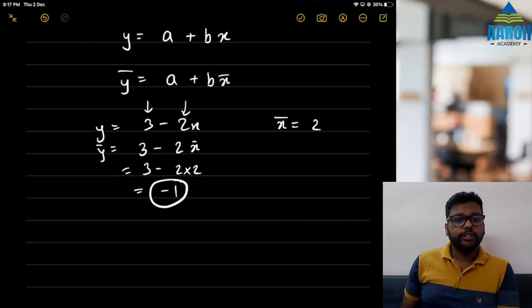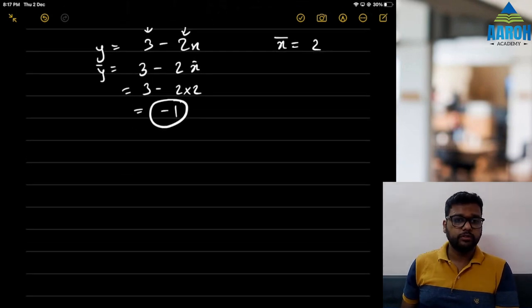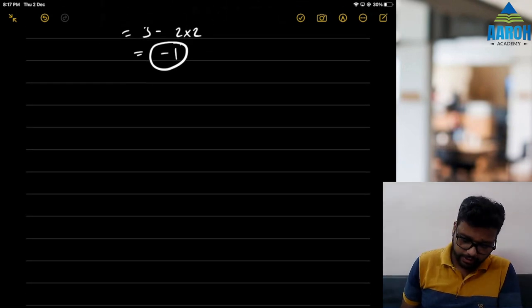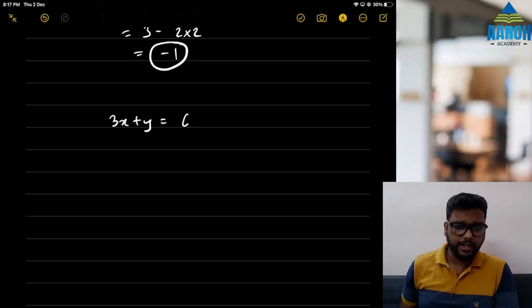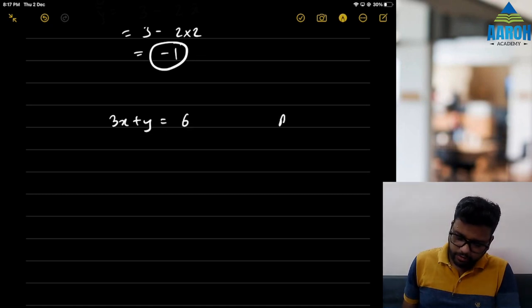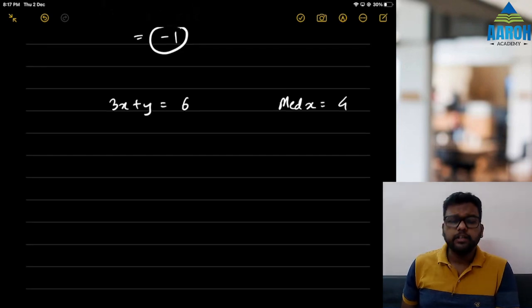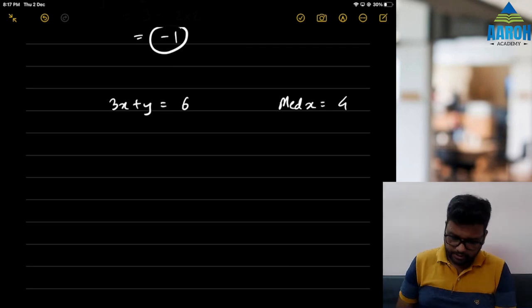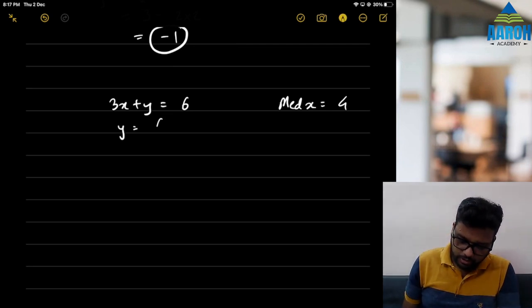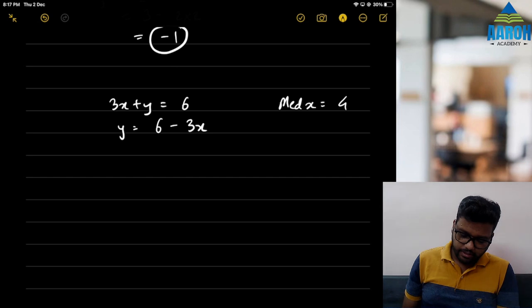This same logic applies to median also, mode also. So for example, let me take one other question. Let's say 3x plus y is equal to 6, and it is given that the median of x is equal to, let's say, 4, and we have to find the median of y. How do we find it? If you want, you can rearrange it first. How can we rearrange it? Y is equal to 6 minus 3x. That means 6 is our change of origin, and minus 3 is our change of scale.